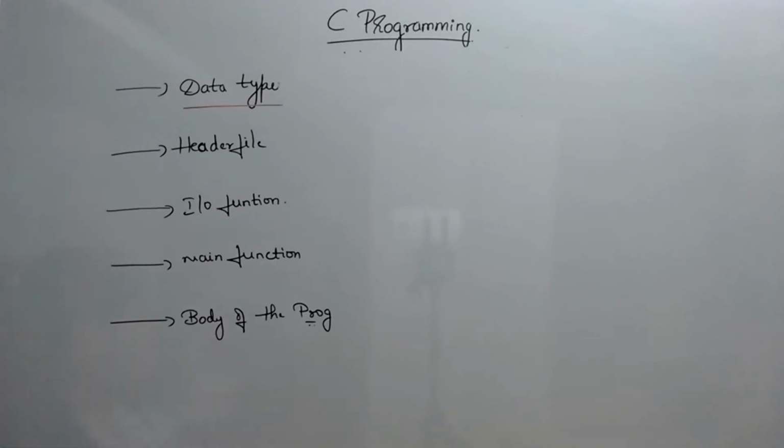Hi everyone, today let us see how to write a C program. Before writing a C program, let us see some parts of a C program. Those are data types, header file, IO function, main function and body of the program.